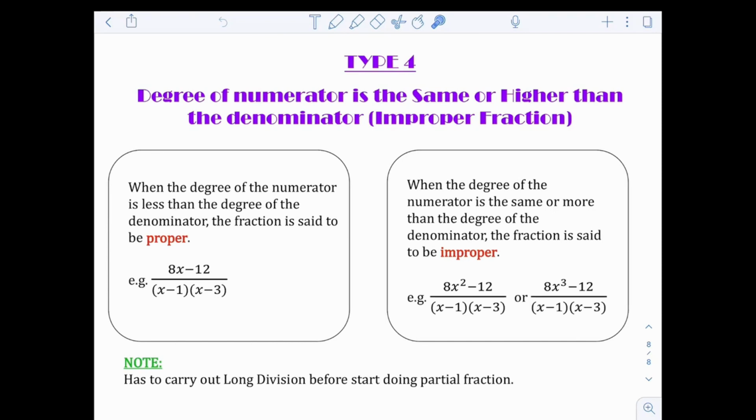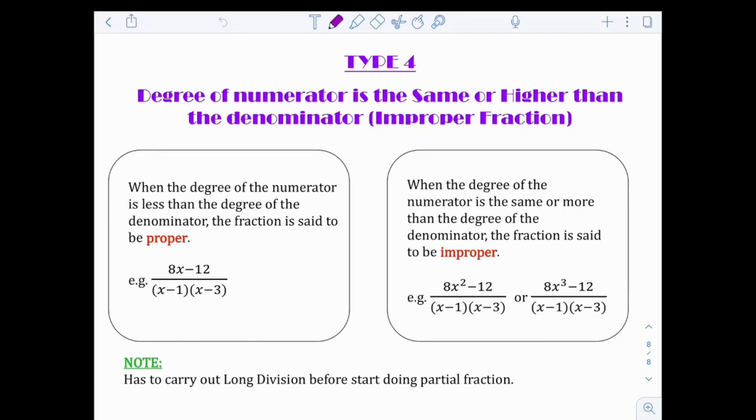Alright, look at here. When the degree of the numerator is less than the degree of the denominator, the fraction is said to be proper. Look at this example. At the upper part here, the degree is power 1. And for the bottom part here, when you multiply the x and x together, you get x squared, which means the degree is 2. So the degree at the upper part 1 is less than the degree at the bottom part here 2. We call it a proper fraction.